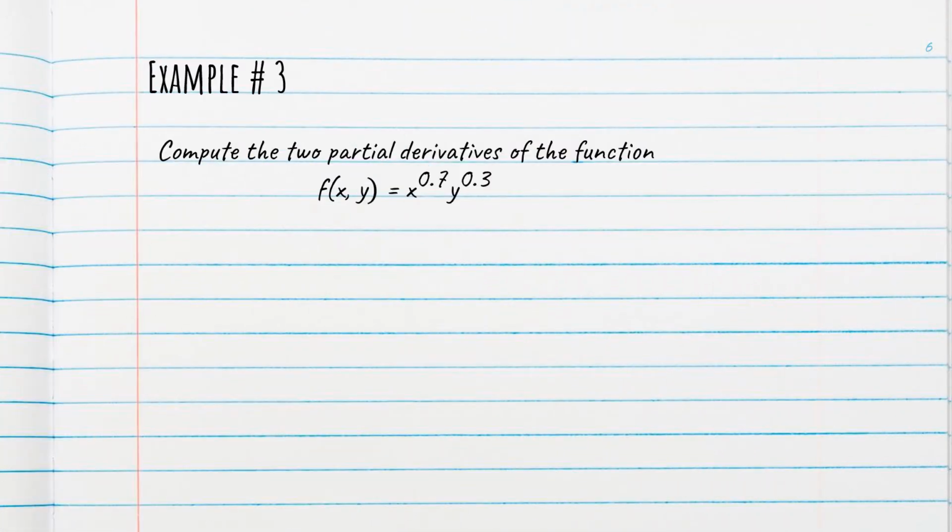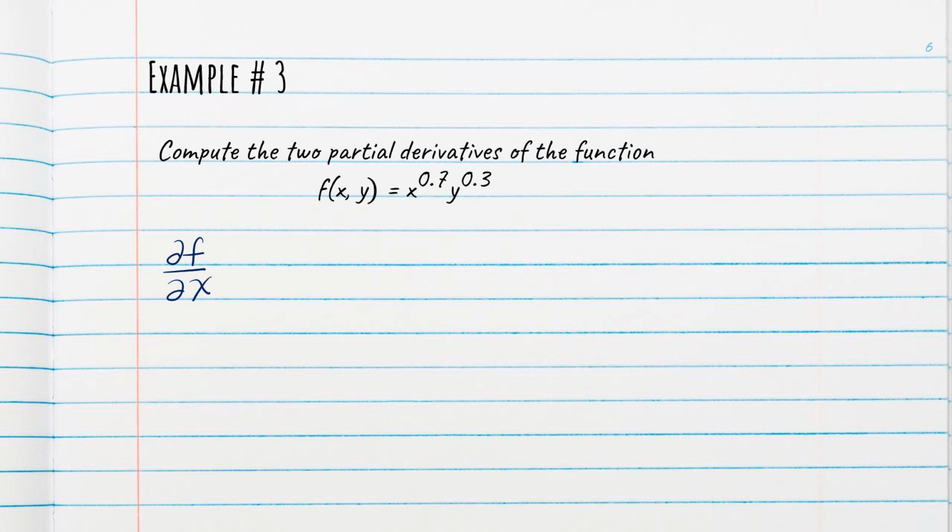In this third example, we're going to compute the partial derivatives of the function f equals x to the 0.7, y to the 0.3. So I want you to notice, again, we have x and y interacting in a single term. And in this case, it's more complicated than example 2 because they're raised to fractional powers. We'll start with the partial derivative of f with respect to x. Keep in mind, as we take this partial derivative, y is being held constant.